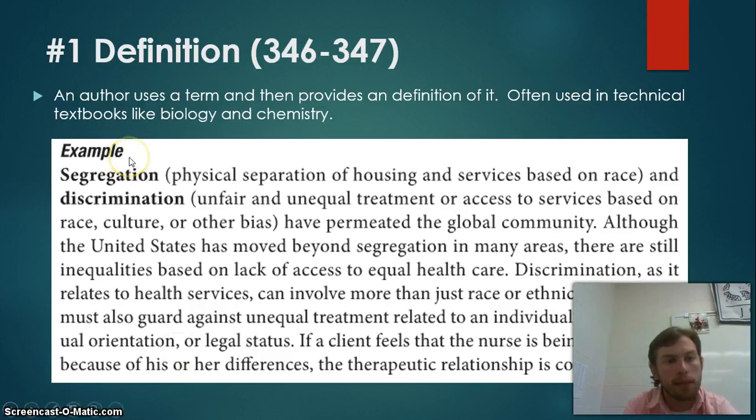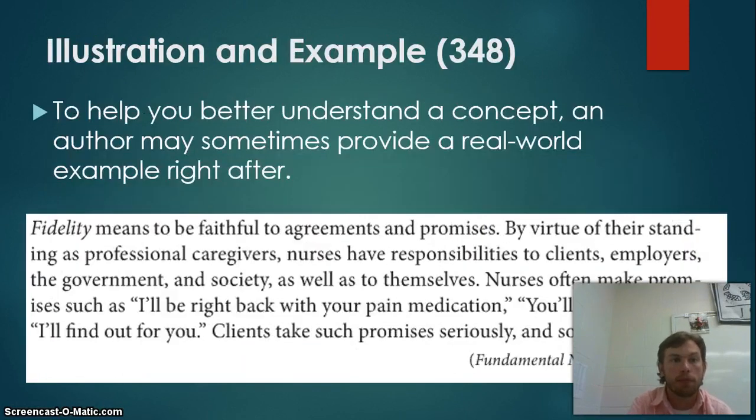Okay, hopefully when you look at this, you saw that segregation and discrimination, which are bolded, are the terms being defined. They're defined right there in parentheses in the text, and the rest of the passage goes on to explain and elaborate upon those 2 terms. So sometimes a straightforward informational technical text is organized by definition. Sometimes it's not, though.